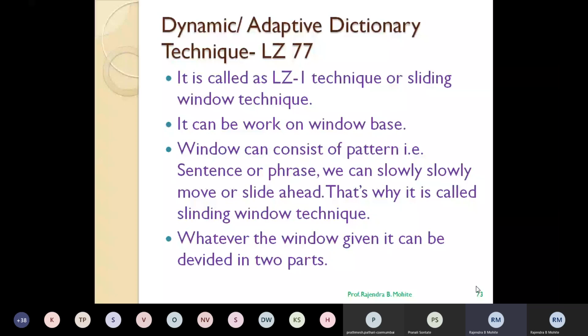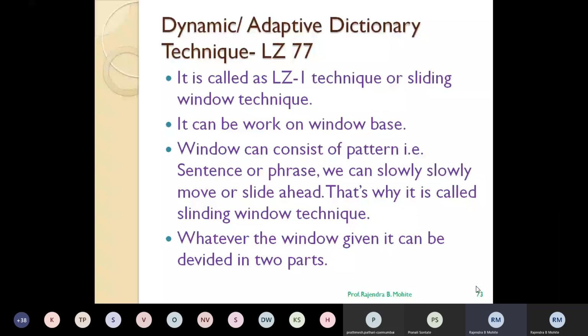You just keep in mind why it is called a sliding window: because it works on a window basis. Basically, a window can consist of a pattern, that is, a sentence or phrases, and we slowly move or slide ahead. That's why it is called the sliding window technique. The window has a fixed size of 13 bits, so you have to represent the various characters or numbers inside these 13 bits.